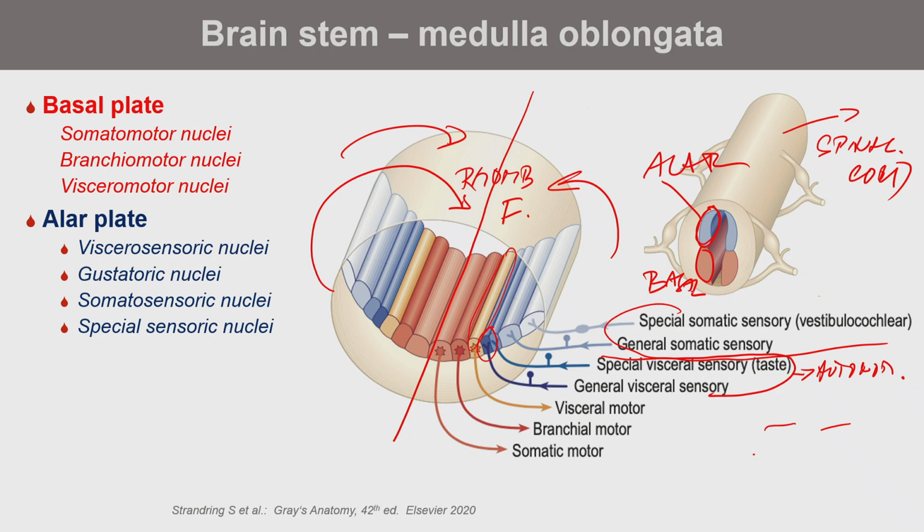And the last one, probably it could be non-logical for you. It's a special somatic sensory. This is the ear, which is providing the information about balance and about hearing the sound, so about the mechanical waves coming to you from outside.